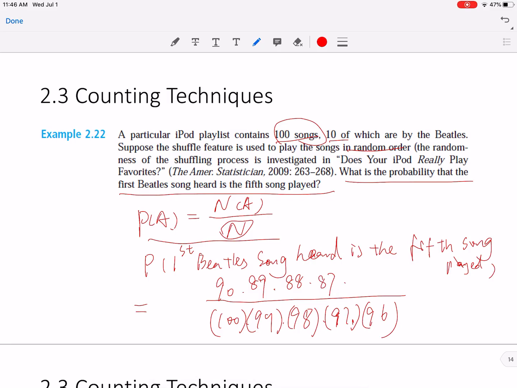And then the fifth song. The fifth song is coming from the Beatles, right? So if it's coming from the Beatles, and this is the very first Beatles song, how many choices do we have? We have 10 choices because there are 10 songs by the Beatles. And then if you type the whole thing in your calculator, the probability is 0.0679. That's how we find the probability in this question.